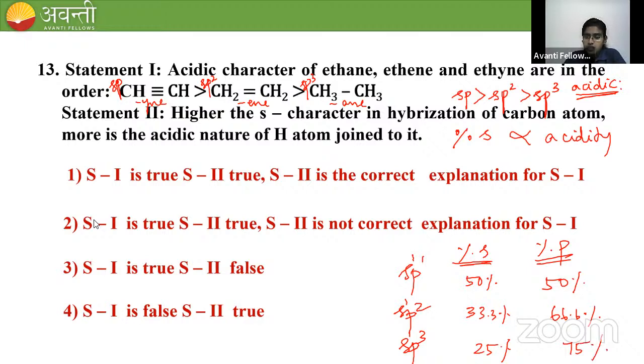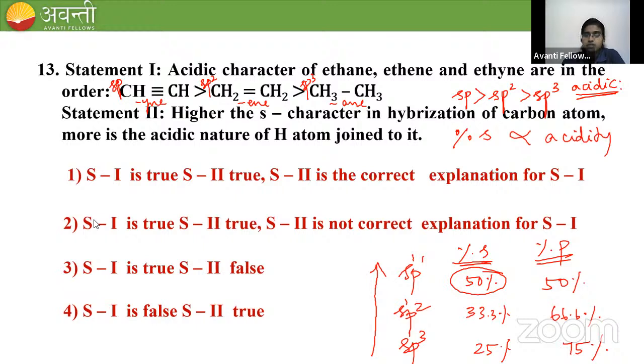So s character is 25% and p character is 75%. When you observe this, the percentage of s character increases from sp3 to sp. So sp has the highest s character, so that is more acidic. That's why ethyne is more acidic. So statement 1 and statement 2 are both correct, and statement 2 is the correct explanation of statement 1. If the percentage of s character is more, why does the acidity have to be more? That should be the question arising in your mind, right?